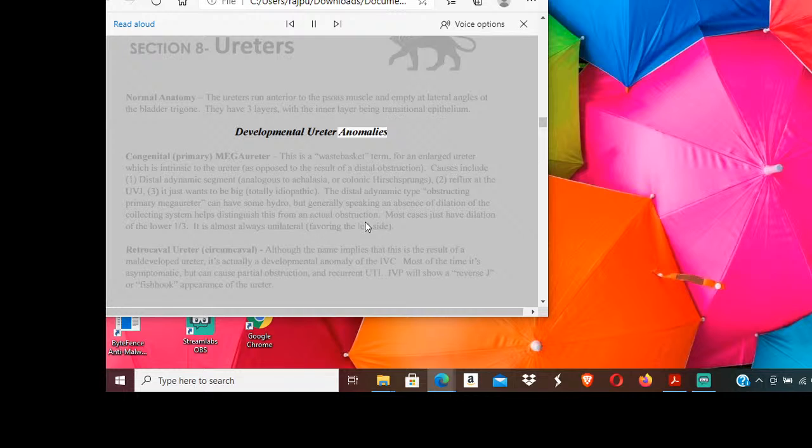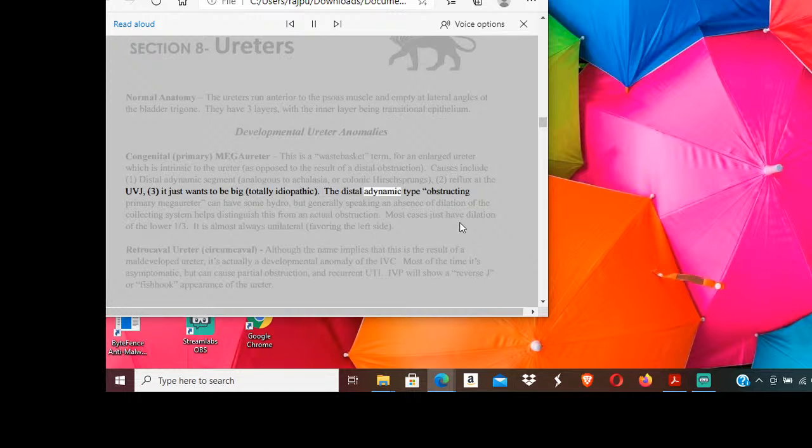Developmental ureter anomalies. Congenital primary megaureter. This is a wastebasket term for an enlarged ureter, which is intrinsic to the ureter, as opposed to the result of a distal obstruction. Causes include 1. Distal adynamic segment, analogous to achalasia, or colonic Hirschsprung's. 2. Reflux at the UVJ. 3. It just wants to be big, totally idiopathic.